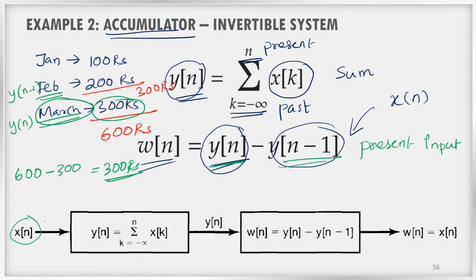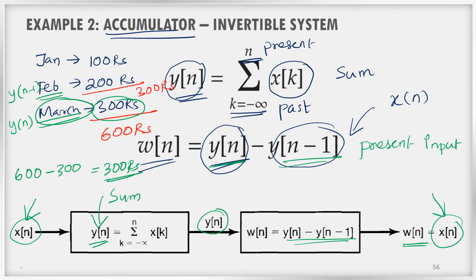So what is happening here actually? You have an input x of n, you are giving that to the accumulator. The accumulator will give you the accumulated value or sum. And you are taking that y of n and finding the difference between the current output and the previous output. Then you will get w of n, that is nothing but x of n, the current input.